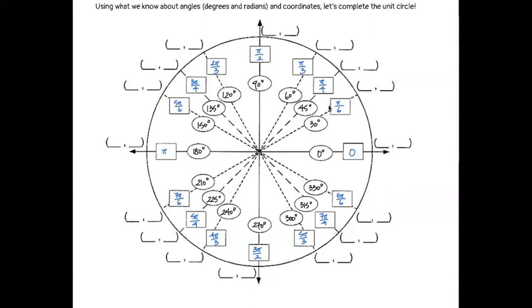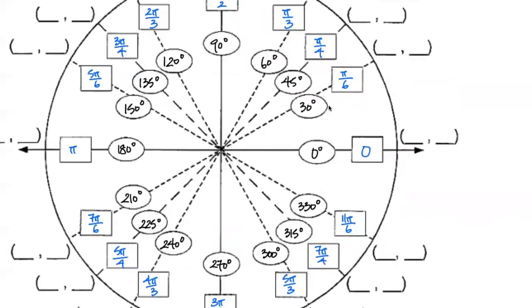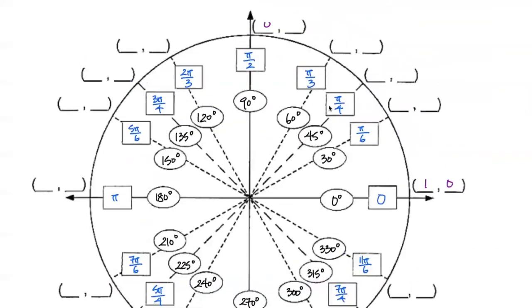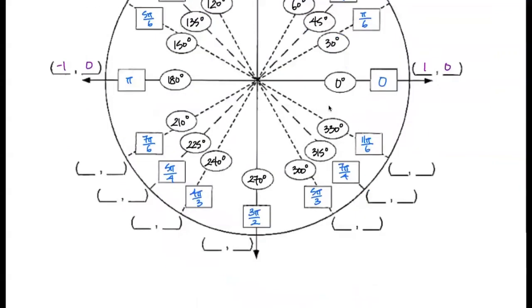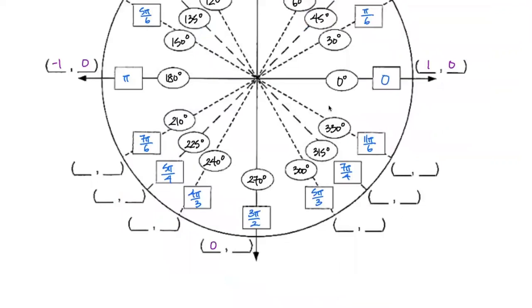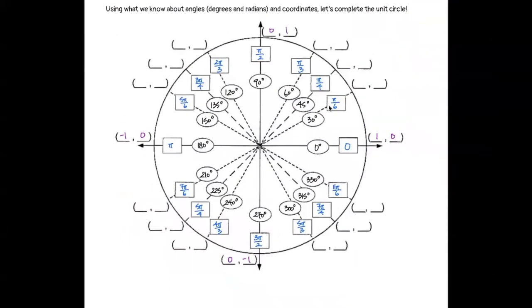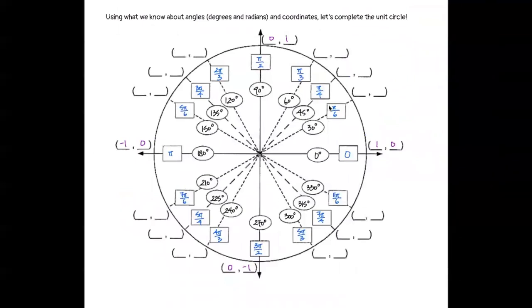All right, let's go through and fill in the coordinates. Some of them we already know. We know this is 1, 0. We know this is 0, 1, -1, 0, and 0, -1. Right? We already know those four because everything is just a radius of 1, right?